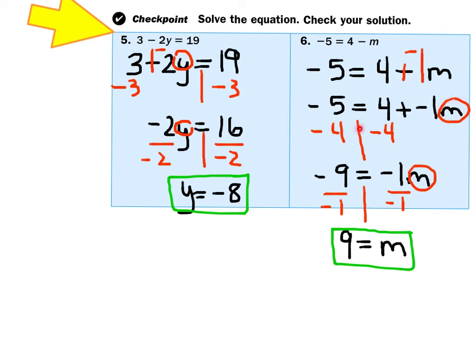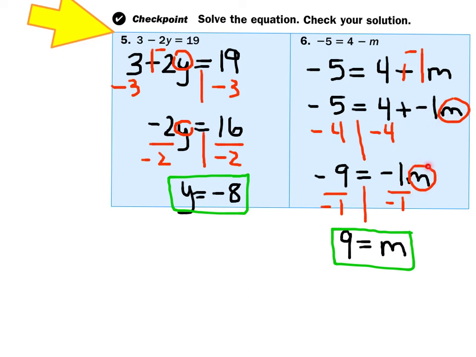Circle the variable, bring down the wall. See the adding 4, that's what we have to destroy first. So we're going to subtract 4 on both sides of the wall. So now negative 5 minus 4, or negative 5 plus negative 4, gives us negative 9. Let the equal sign come straight down. Positive 4 plus negative 4 destroy each other. You can cross them out and bring down that negative 1m.